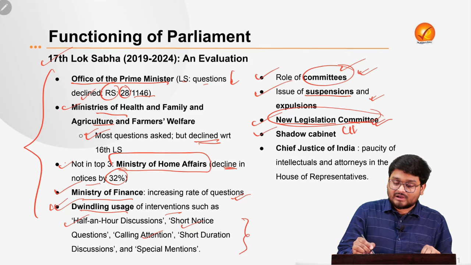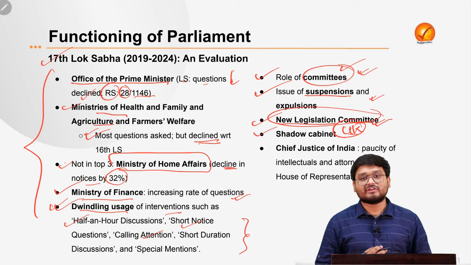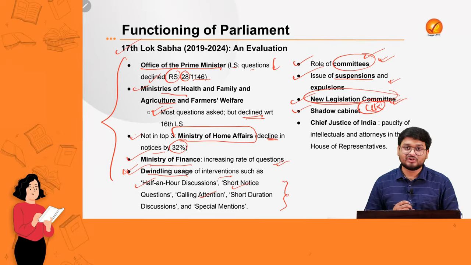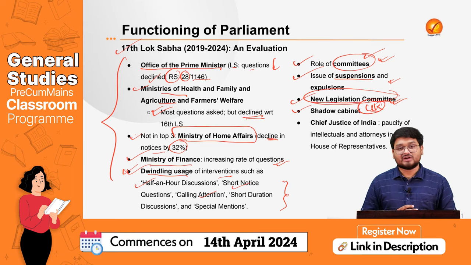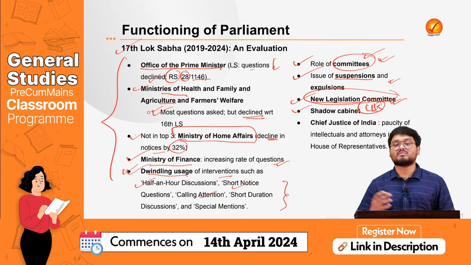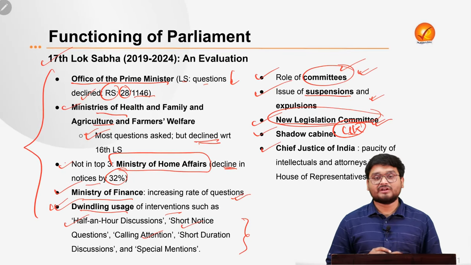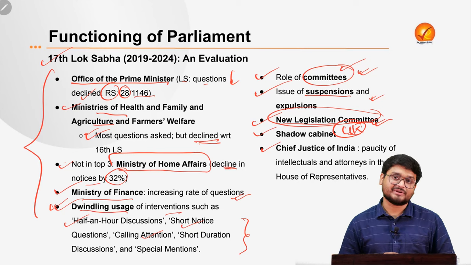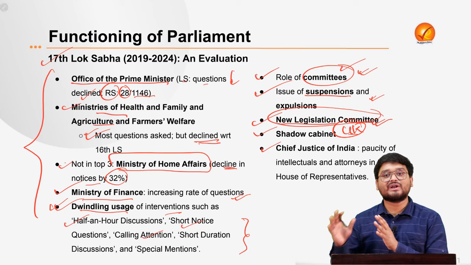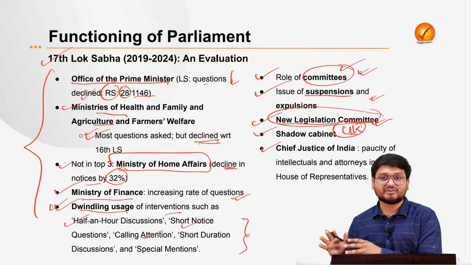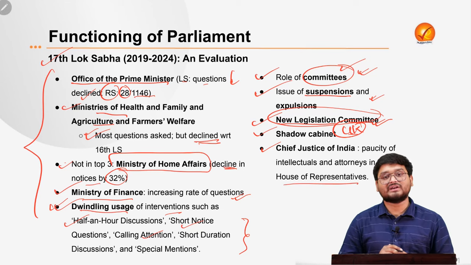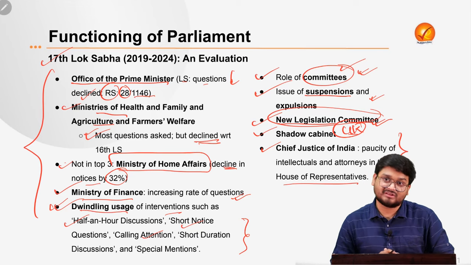Next, akin to the UK parliamentary convention of having a shadow cabinet from the opposition members, right? We can also practice the same by giving an alternative form of governance to the present government of the day. And finally, it is the idea of the Chief Justice of the country to have more and more intellectuals and experts in the house of representatives, so that it will strengthen the scrutiny and also the quality of the debates in the same.